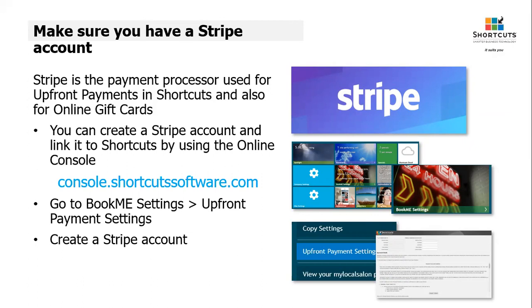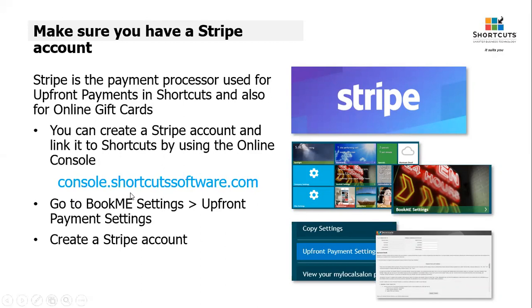Now, the online console is a website, console.shortcutsoftware.com. And this is what the online console looks like, these beautiful color tiles here, just in case you weren't ever sure what that was called. That is our online console, and the URL is console.shortcutsoftware.com.